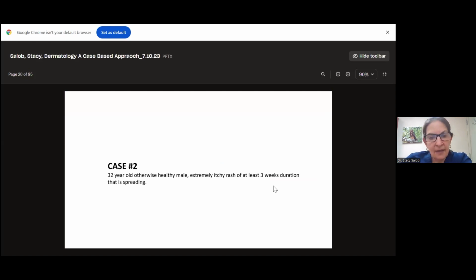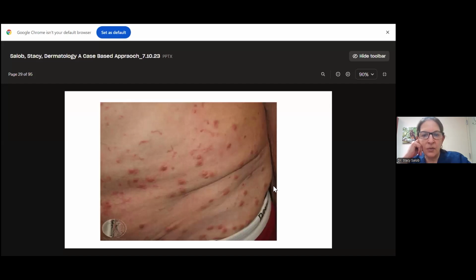Case number 2. This is a 32-year-old, otherwise healthy guy who has a very, very itchy rash. He's really miserable, with a duration of at least 3 weeks, and it's spreading. So you see here on the trunk erythematous papules. They are dome-shaped. They don't seem to have a whole lot of surface change, at least in this picture. But the surrounding skin doesn't look normal either. There's a little bit of erythema. There are these linear lesions here that probably suggest excoriations. They're a tiny bit crusted. So the fact that he's saying it's extremely itchy is certainly validated by his appearance.